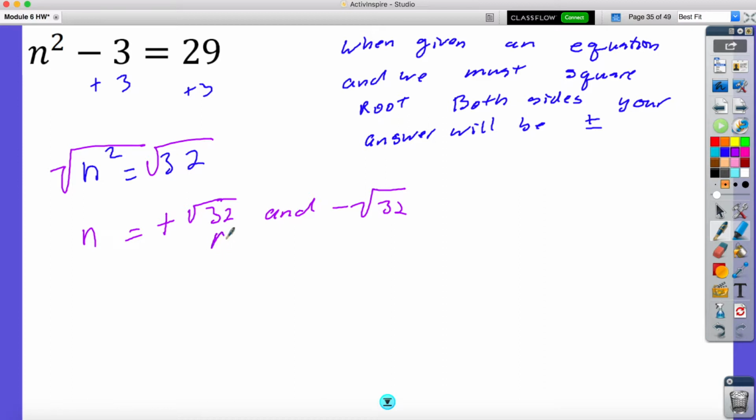Now we still need to simplify these. This is 4 and 8. Excuse me, I see an easier one. This is 16 and 2. The square root of 16 is just 4. So this will give me positive 4 radical 2, and similarly here, negative 4 radical 2. You might see this in textbooks written in shorthand as plus or minus 4 radical 2. This just means you have a positive 4 radical 2 and a negative 4 radical 2.